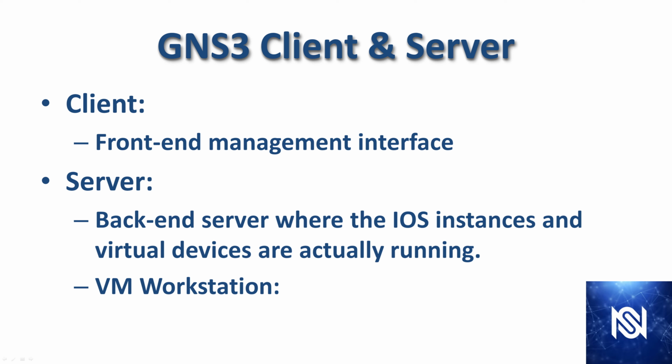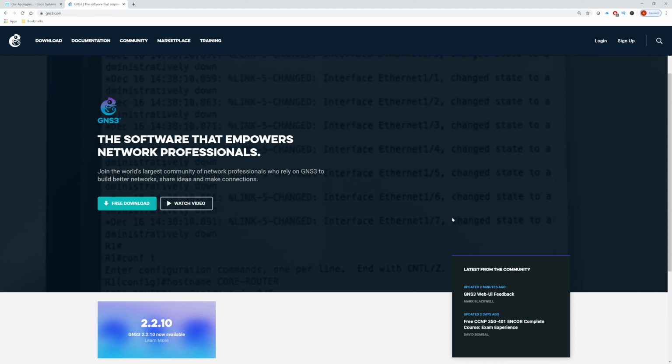And before we get to the downloads, it is important to distinguish that there's two components to GNS3. There's a client component and a server component. The client component is basically the front-end management interface. It's the part that you're going to be interacting with that you use to import everything and build the topologies. Whereas the server is basically the back-end portion where the IOS instances and the virtual devices are actually running. And this is where VM Workstation comes in. All right, well, let's get to it.